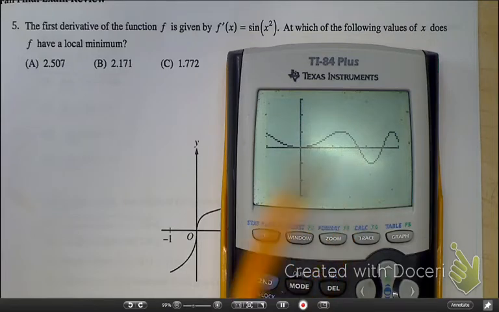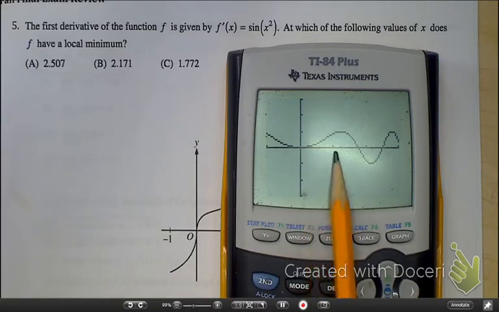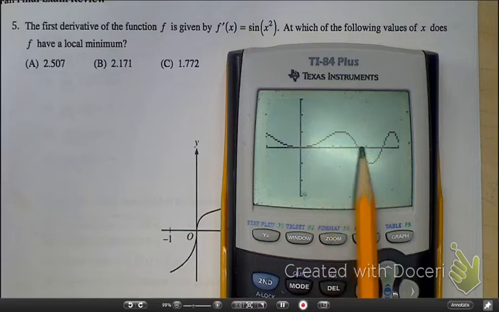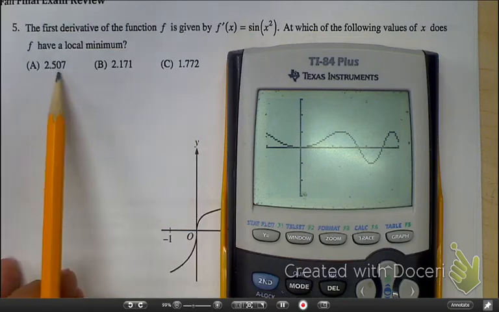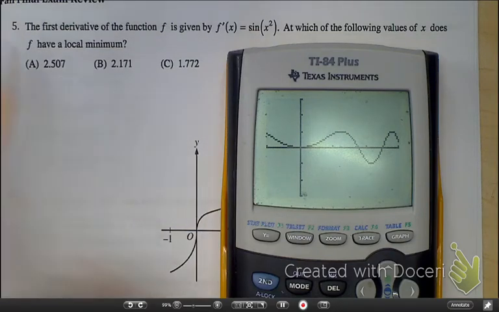Now if I'm looking at x values to figure out from the graph what that looks like, this is x equals 1, x equals 2, and then x equals 3. So I'm guessing this is about 2.5. If I'm looking at my answer choices, this value is closest to 2.5. Let's trace it.